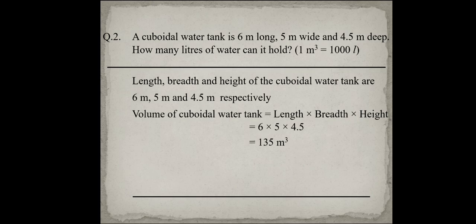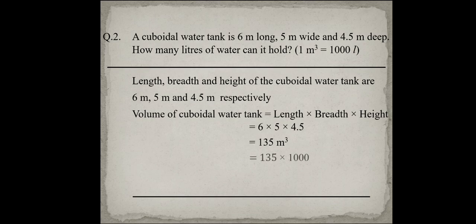Now here the volume is in meter cube, but we need to find it in liters, where 1 meter cube equals 1000 liters and 1000 centimeter cube equals 1 liter. So when a cube or cuboid has dimensions of 10, it means 10 into 10 into 10, that is 1000 centimeter cube, which equals 1 liter. But here 1 meter cube equals 1000 liters.